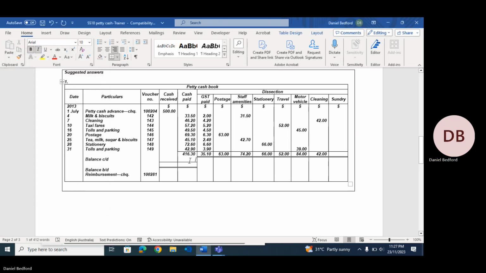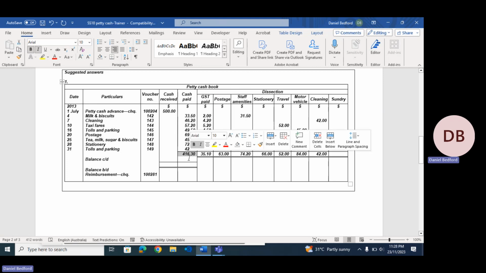Nice. Okay. Now for that pointy end, where the petty cash book doesn't make a great deal of sense because you start going left and right and all over, but I'll do my best to explain. So balance, CD, means closing balance. And what it's saying is, well, how much money do you have left? You had $500 at the start, you spent 416. How much is left in cash? $83.70.